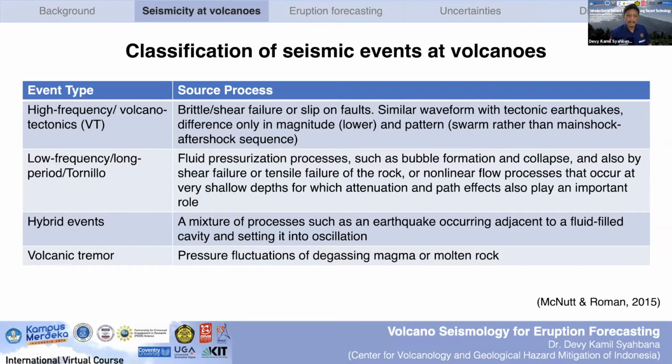And the last is volcanic tremor. Volcanic tremor is pressure fluctuations of the gassing magma. You can see all of these in McNutt and Roman in 2015.